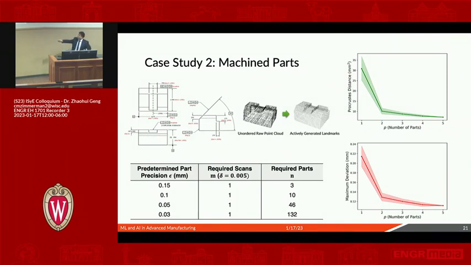Right? And also the table here shows that with different precision requirements, we have different numbers of parts. Again, here, if we control the precision to be 0.03 millimeters, 132 parts are needed, which is, again, impossible in real applications.